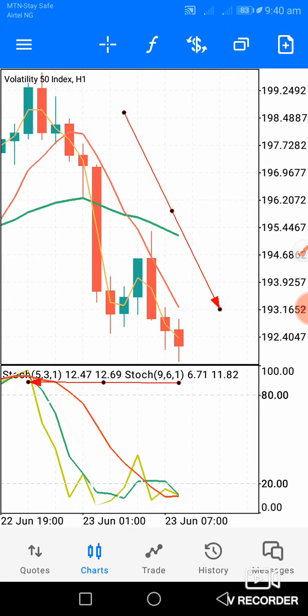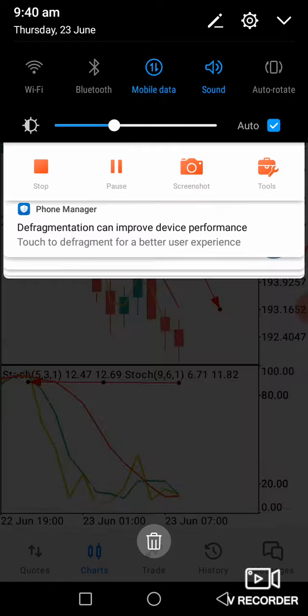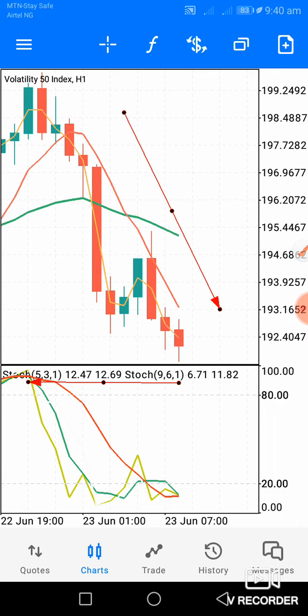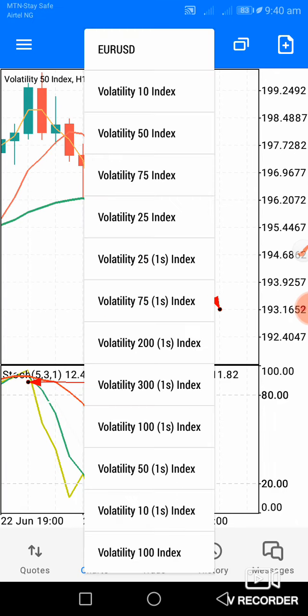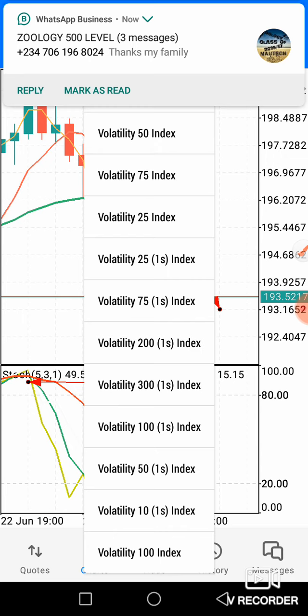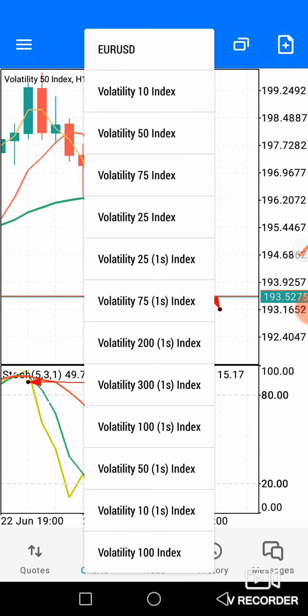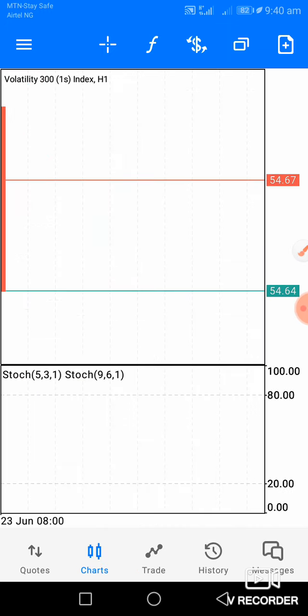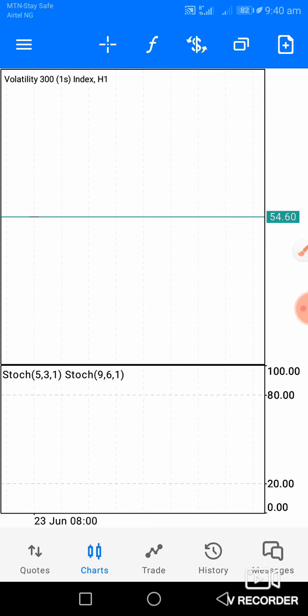55,249 pips. Okay, let me show you guys. This is the volatility I was talking about, that are less volatile. Can you see it, guys? Volatility 200, volatility 300, they are less volatile, guys. 300 1 second, 200 1 second, they are less volatile, guys.